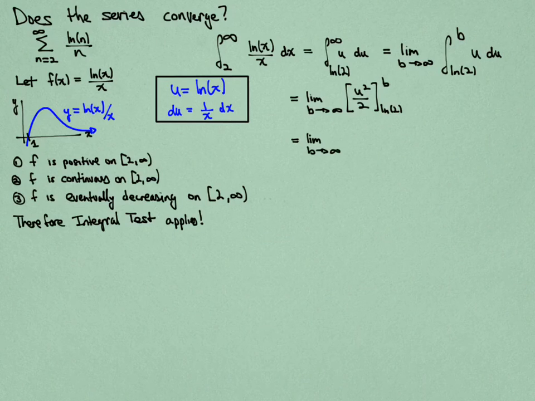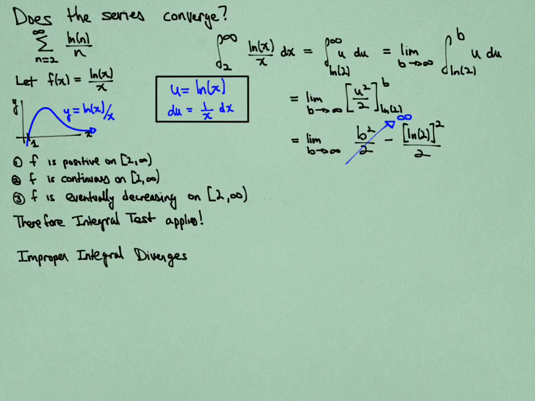Evaluating, I'll plug in b for u, and I'll have b squared over 2, and then we'll evaluate at log of 2. Not so important what that value is, because as b becomes large, this term will grow quadratically. b squared will go to infinity. And therefore, this integral diverges. And by the integral test, the corresponding series that I'm looking at also must diverge.